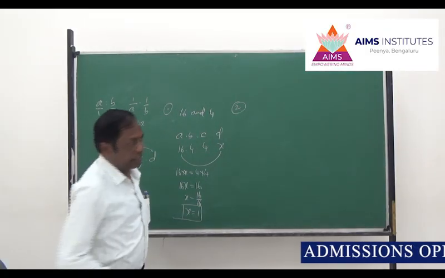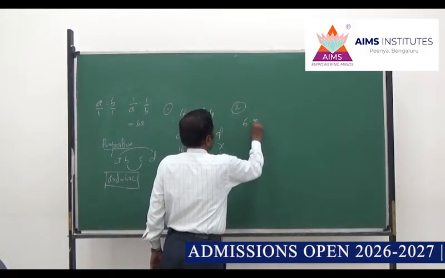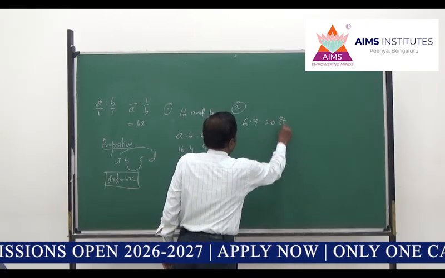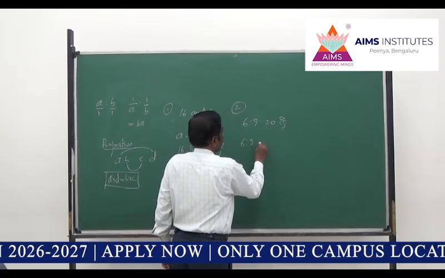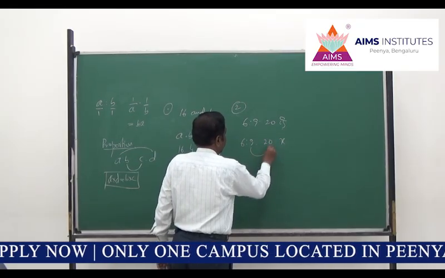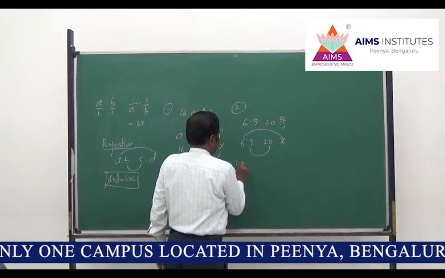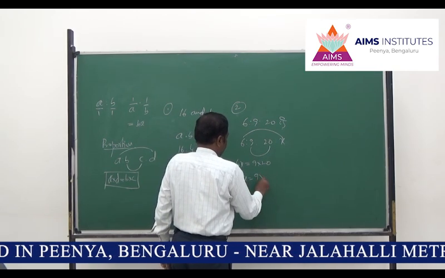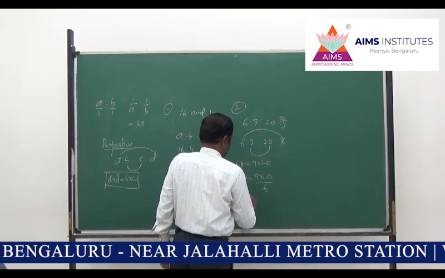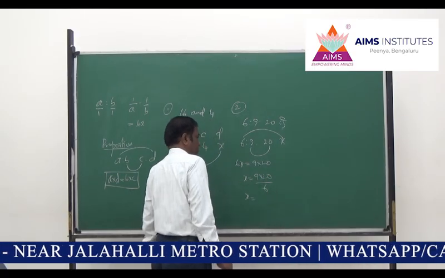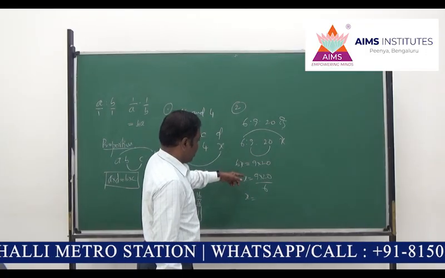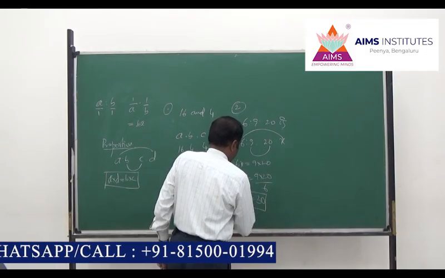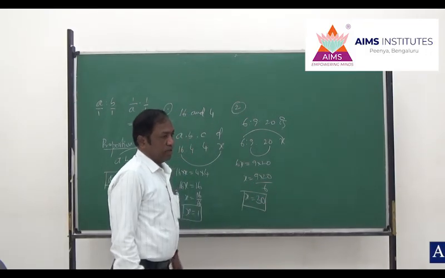Next, fourth proportion of 6, 9, 20. So 6 is to 9, 20 is to x. So now we can do 6x equals 9 into 20. So x equals 9 into 20 by 6. What is the x value? 3 2s are 6, 3 10s are 30. So 30. That's the thing.